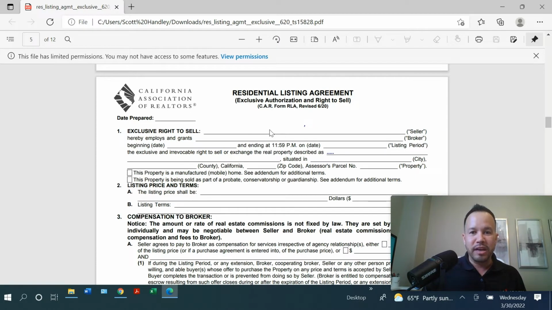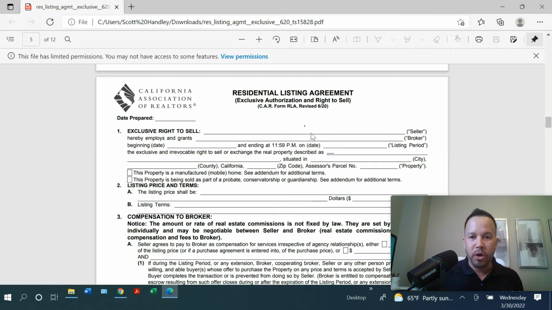So again, seller, it's very important that you have all sellers on there. If there's a husband and wife and it's just husband on the RLA and wife is on title, this is not a binding contract because not all parties have signed. Very similar to the RPA as well.